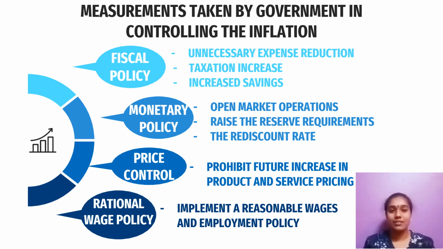Another critical strategy is to implement a reasonable wage and employment policy. The federal government must, among other things, impose a wage, income, profit, dividend, and bonus freeze.